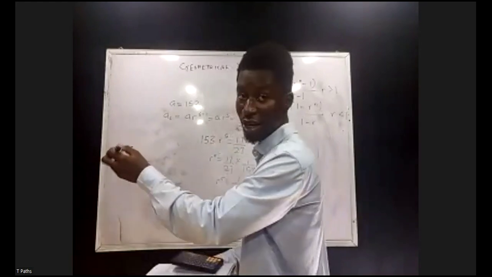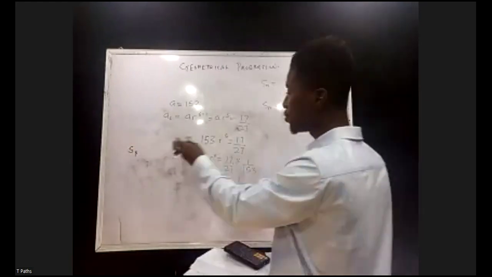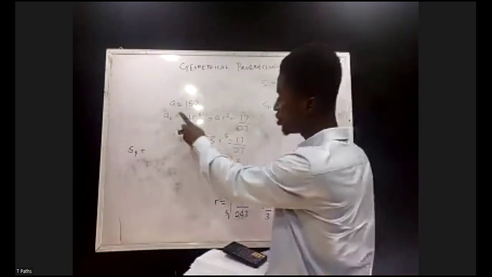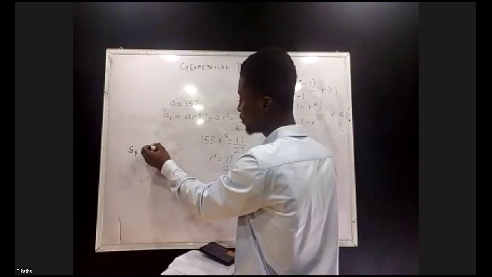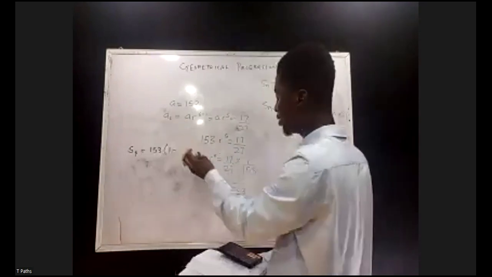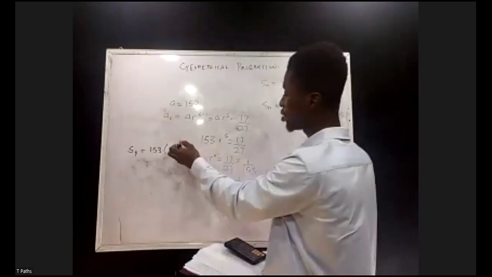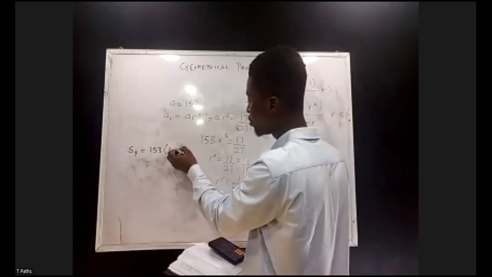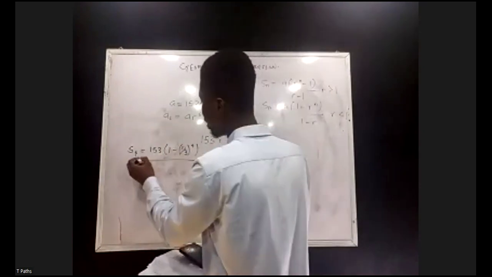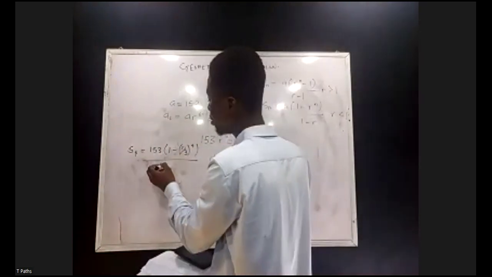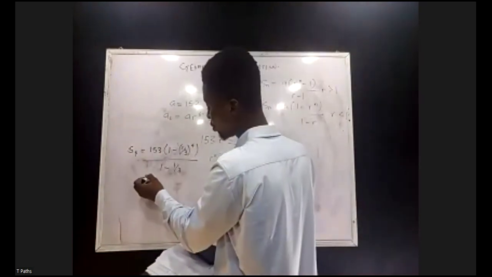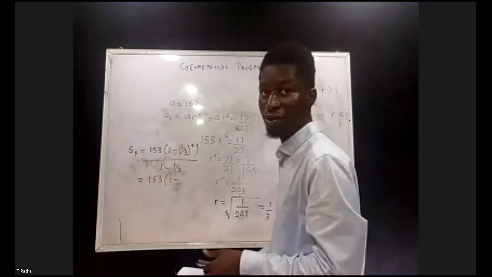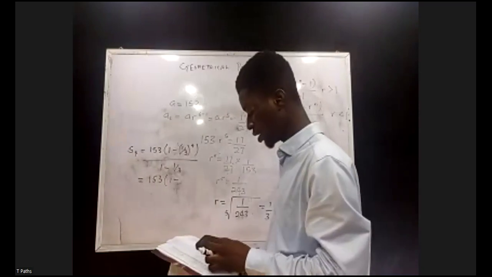So that tells us S4. Now we are using this formula. S4 equals what? What is the A? A is 153. Open brackets, 1 minus our R, which is 1 over 3, raised to power 4, then over 1 minus 1 over 3. Now let's press our calculator.